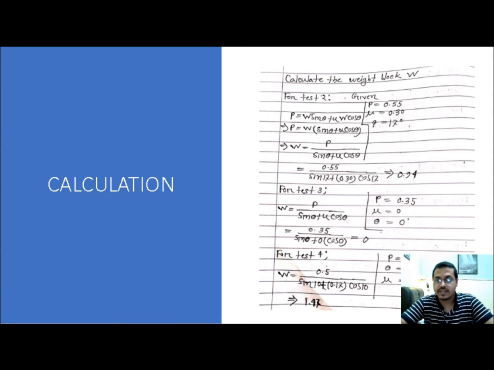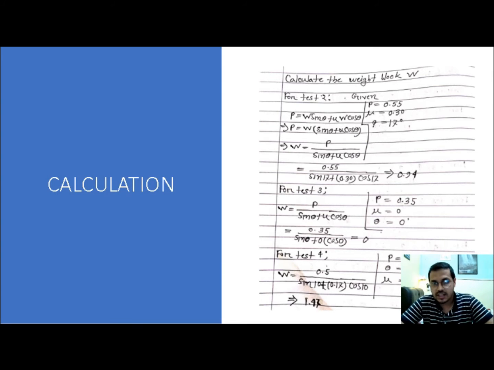Another thing is we calculate the weight of the block, W. So this is the formula: P is equal to W sine theta plus mu W cos theta. Before that we calculate the coefficient of friction for each test, so you can see the applied force and also the coefficient of friction from the table. So we derive the equation W equal to P divided by sine theta plus mu cos theta. If we put all the values in this formula, we can get the result.